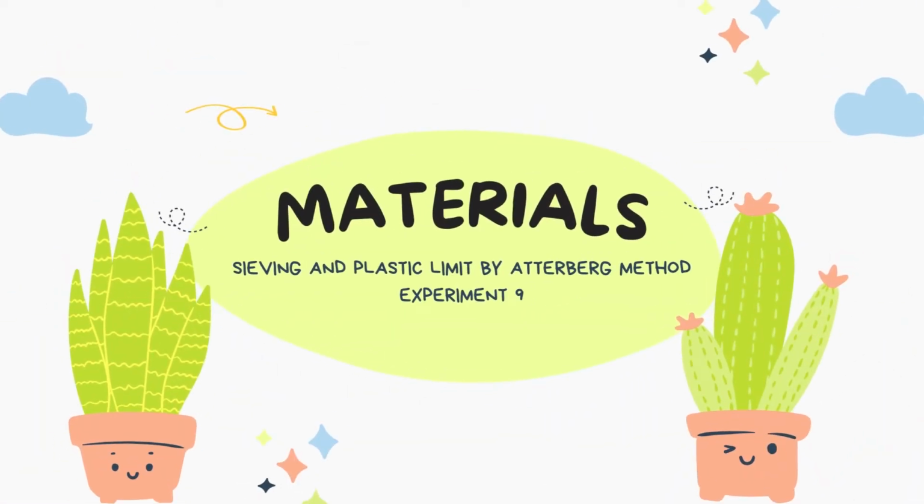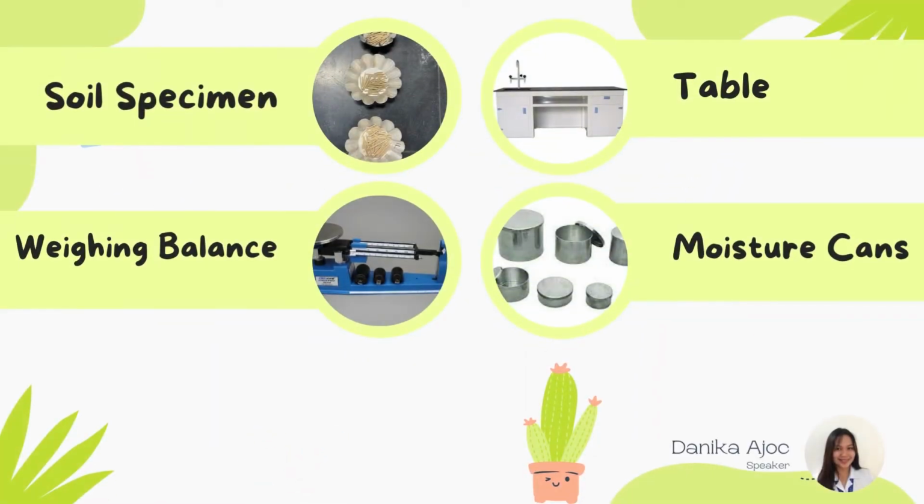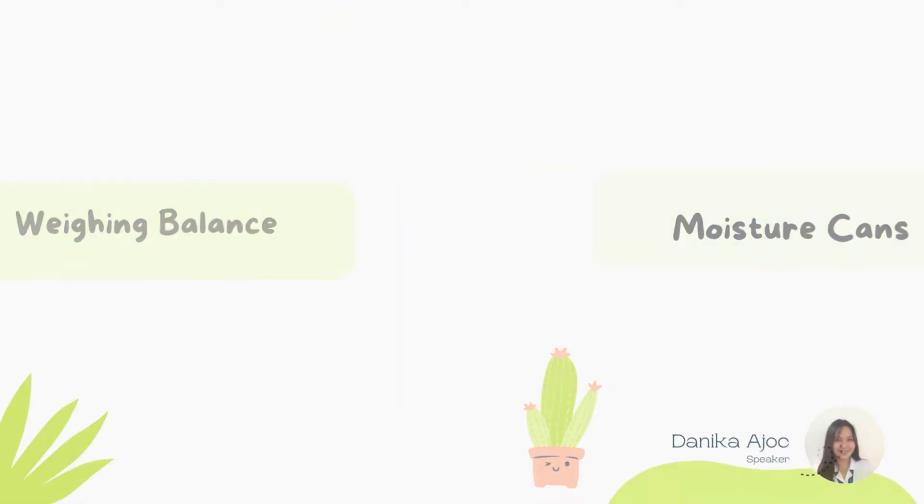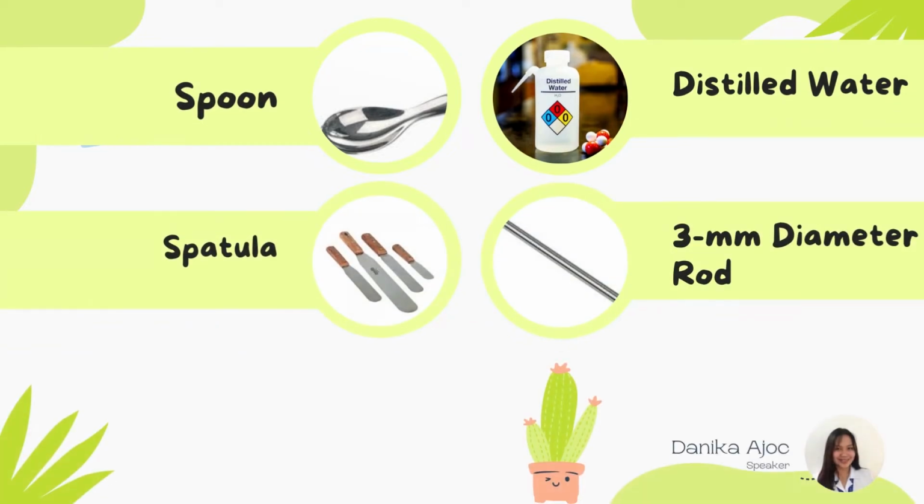Now, let's go to the materials and apparatuses. The materials and apparatuses used for this experiment are the following: soil specimen, weighing balance, table, moisture cans, spoon, spatula, distilled water, and a 3 mm diameter rod.